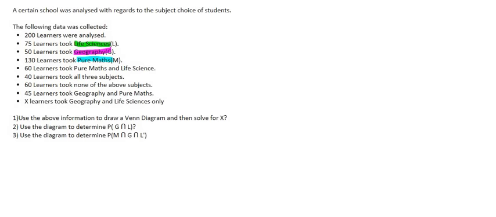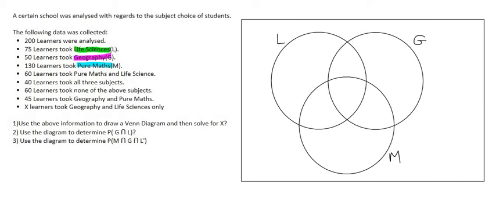Next, what you want to do is just label each circle. And so there we have L, G, and M, which correspond to life sciences, geography, and pure maths. Now what we need to do is try and fill in each part as best as we can. So the first bullet point says that 200 people were analyzed. Okay, so we can say that there are 200 people in total.